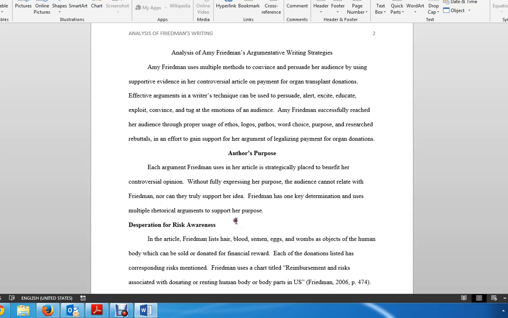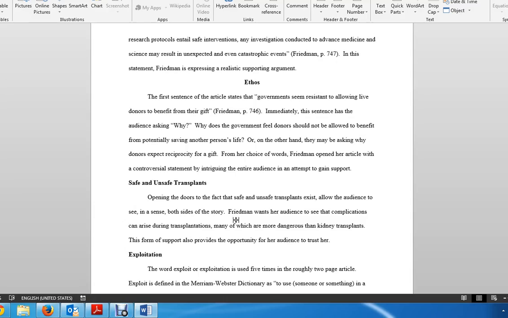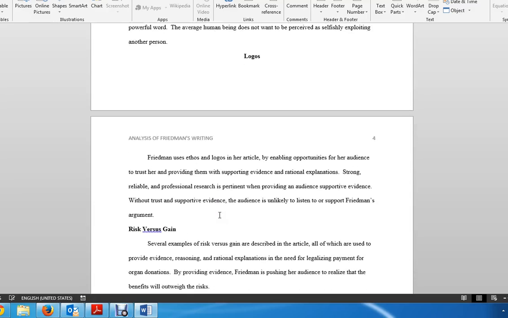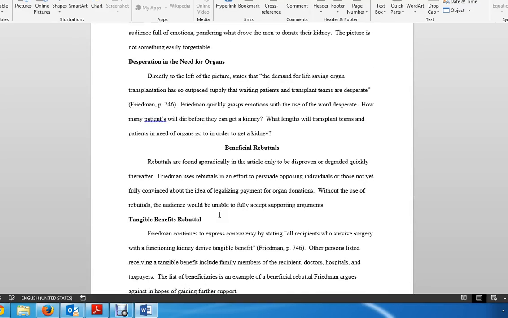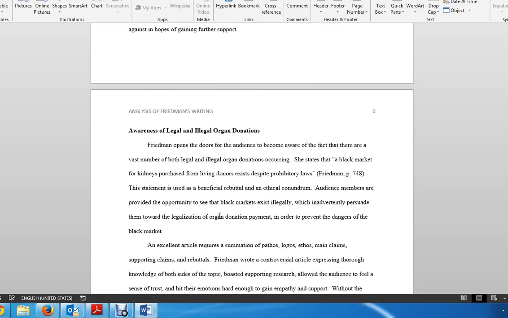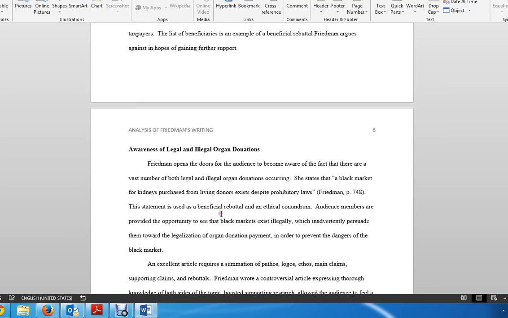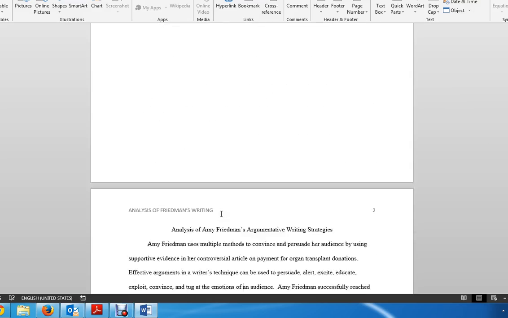Let's see, author's purpose, research development, ethos, safe and unsafe transplant. Not quite sure about that, but I'm just kind of looking at how you have that in the pathos, beneficial rebuttals. Okay. Now let's look at what you actually wrote.